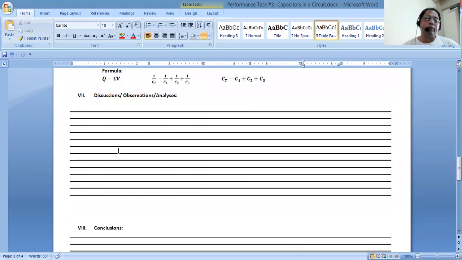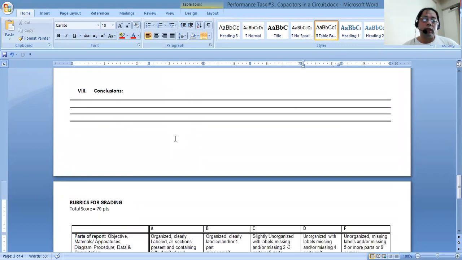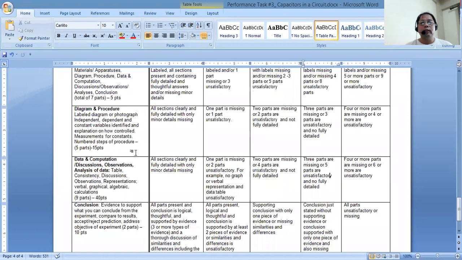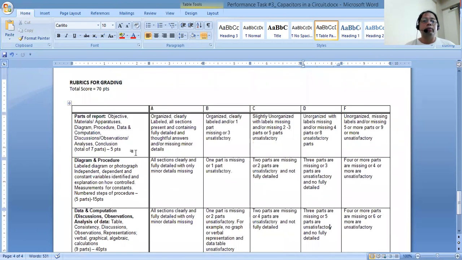Now, don't forget again to complete the discussion, observation, analysis, and conclusion, because they have quite a significant weight on your activity. There's 40 points and 10 points for both of them. So that's basically 50 points. So don't miss that part. That's quite crucial to your score. Okay, so for today, I think that's all.